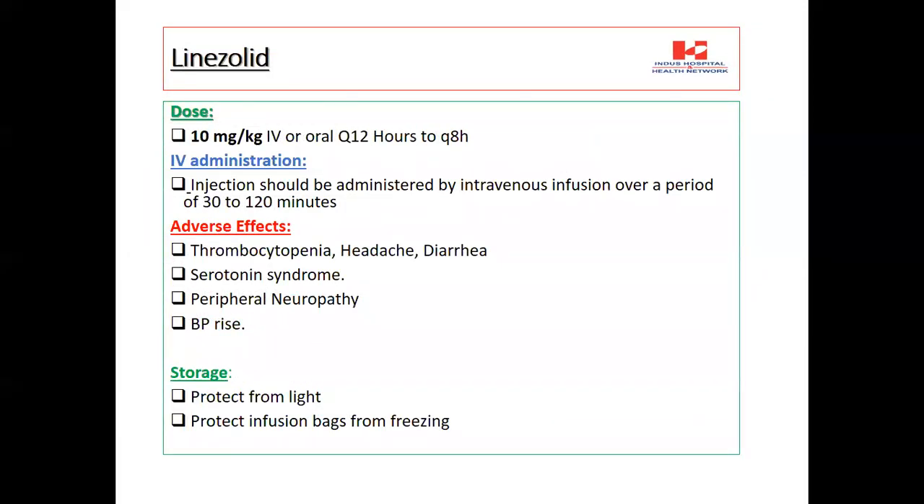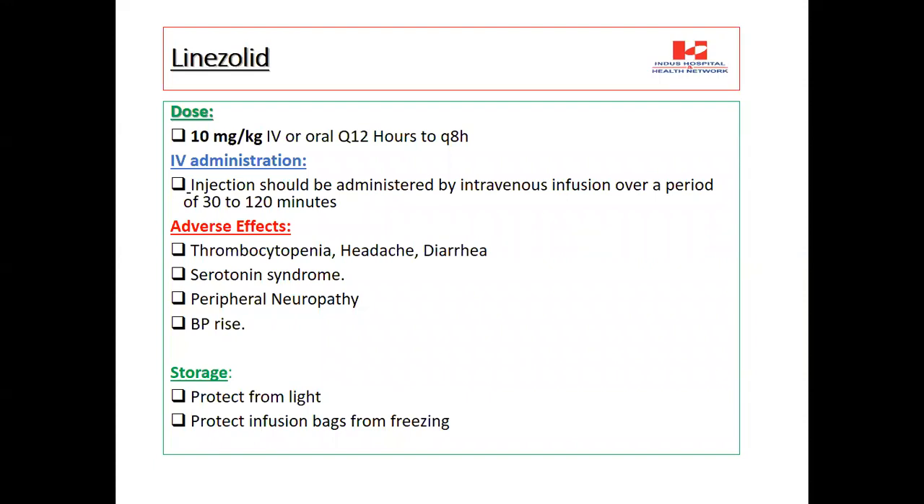These are the dosing information: 10 milligram per kg, IV or oral. We can give every 12 hours, or every 8 hours in some cases. The other good thing is that this antibiotic in IV form and oral form has equal bioavailability. If the patient is stable in the hospital, we can easily switch from IV to oral to produce the same effect.